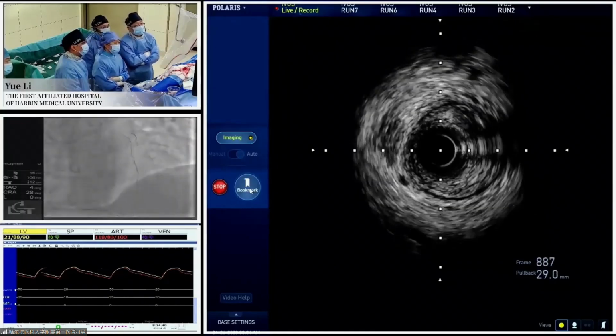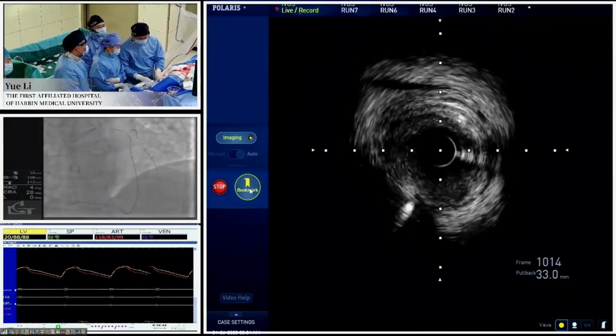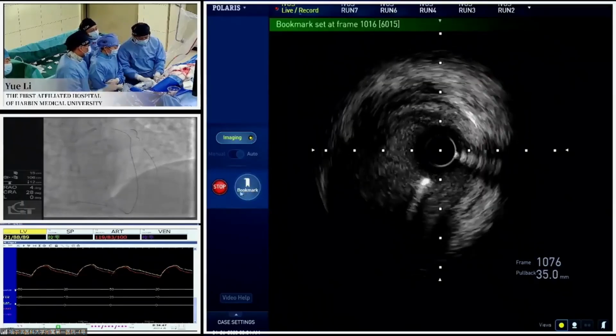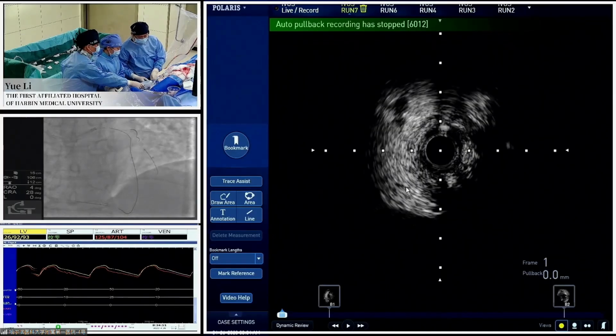I think the distal part of the wire we need to confirm a little bit more. I'll check the run.